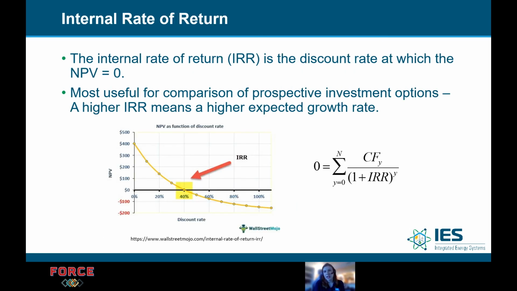And the next characteristic that it calculates is the internal rate of return, and that is the discount rate at which the NPV equals zero. And the discount rate is a lot of times just referred to as the interest rate, but it also can take into account costs associated with inflation and such, although you can add that in separately in TEAL. And it's used for comparison of prospective investment options. So if you have a higher internal rate of return, there's a higher expected growth rate. And then there's just a chart there that kind of shows what it is.